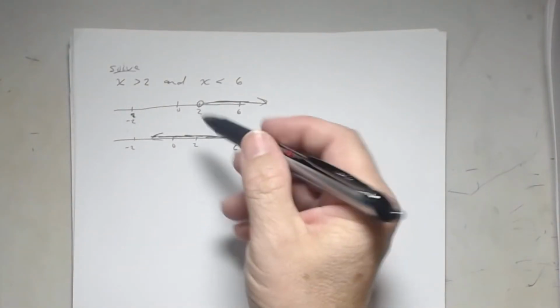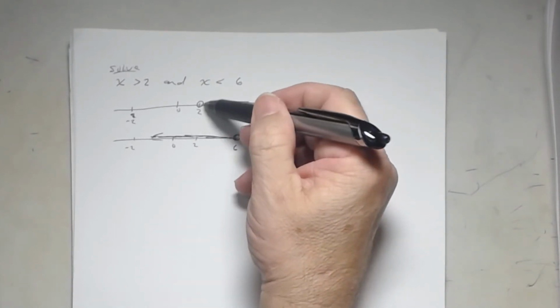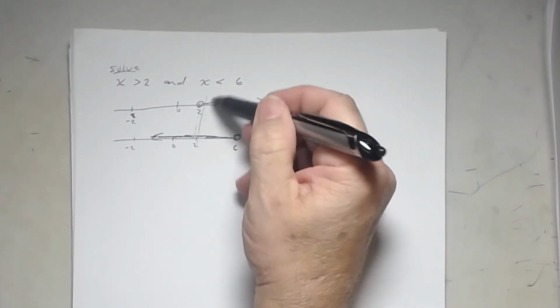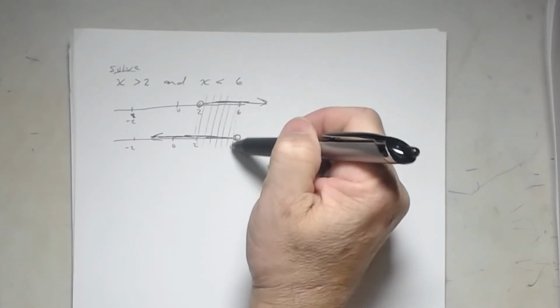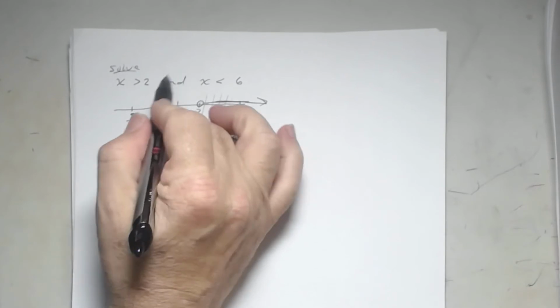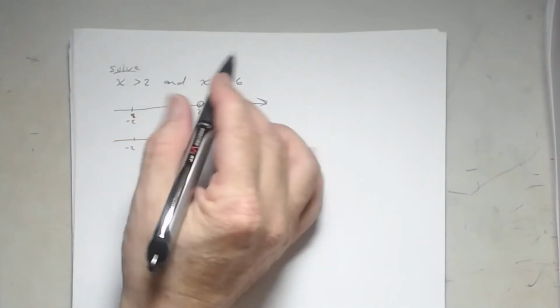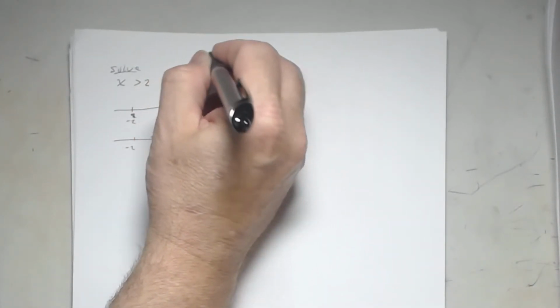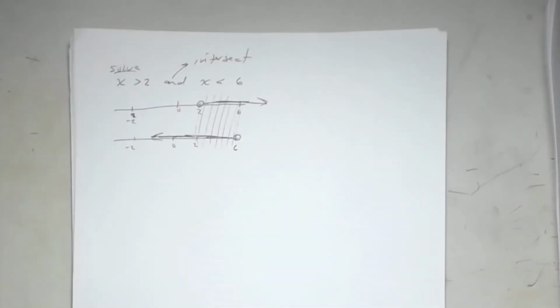So if you look at the two graphs, you see where these things overlap? They overlap between what two numbers? 2 and 6. That's where they overlap. So when you talk about the AND statement, you're looking for where they intersect. The AND statement is the intersection of the two graphs. So you graph each one individually, and then you see where they intersect.